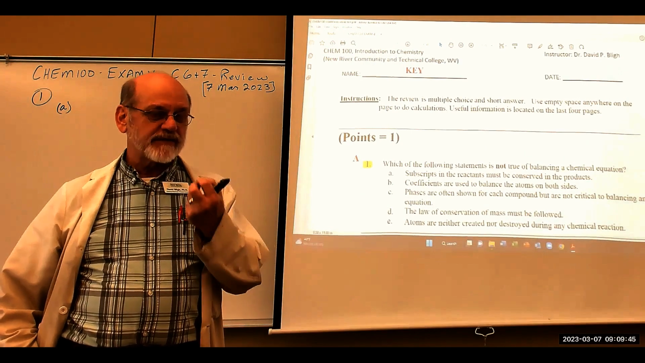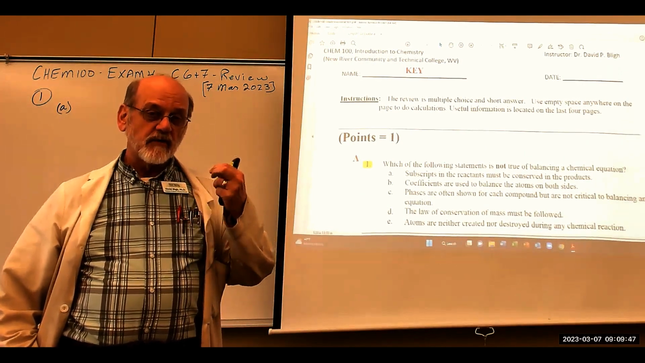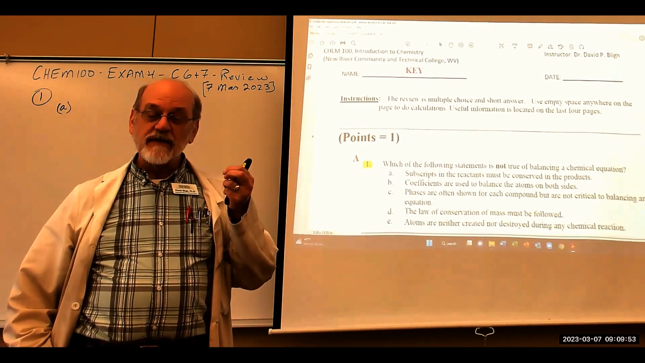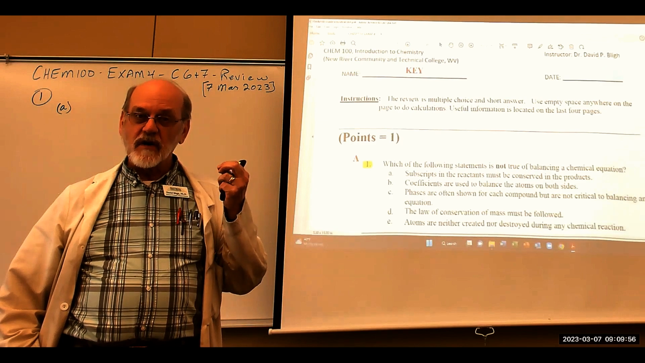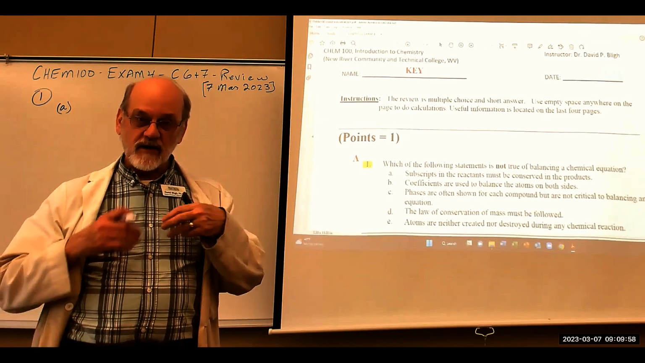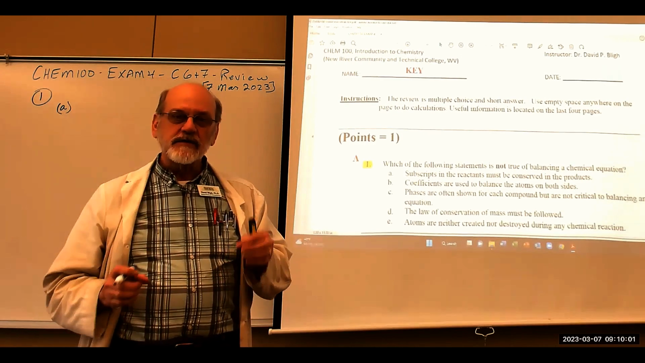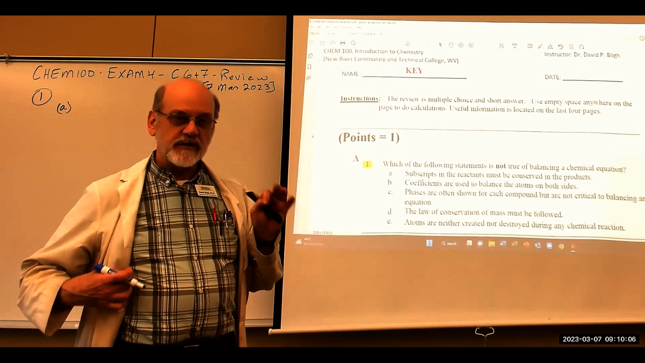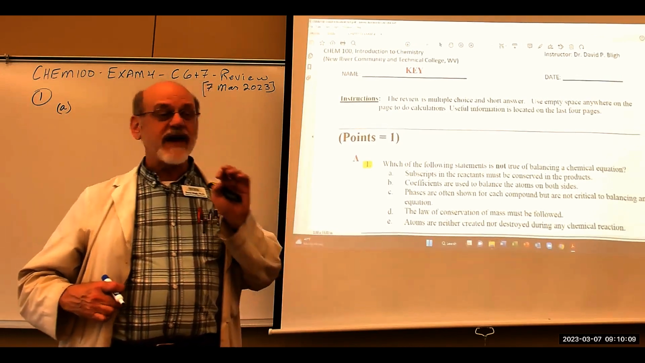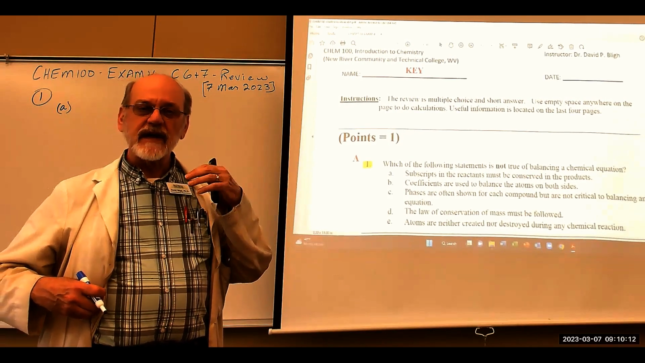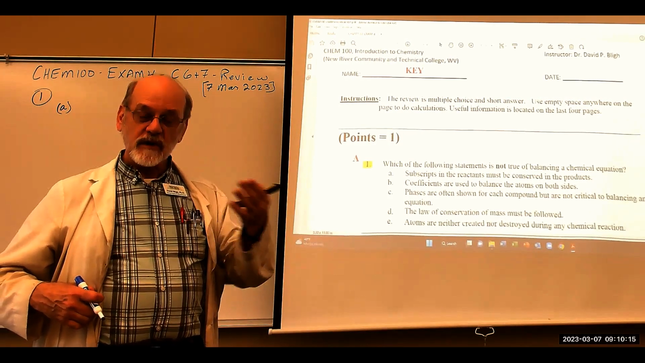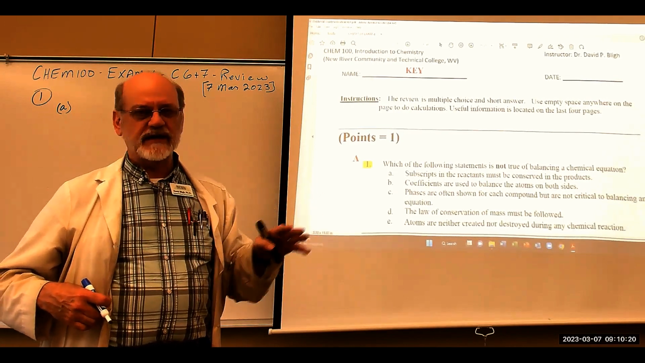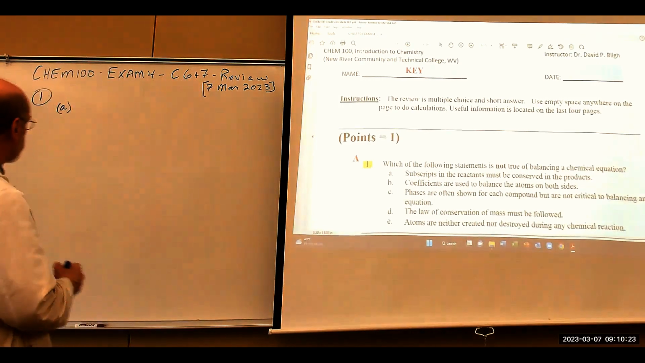Before you even try to balance an equation, the reactants and products must be written correctly. And the subscripts are the vehicle to writing a correct formula. So the reactants and products are independent from one another. The subscripts are not necessarily conserved. In fact, they are not conserved. If they happen to be the same for any of the elements in the reactants versus products, it's purely coincidental. So A is false.